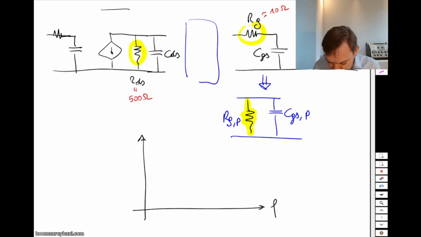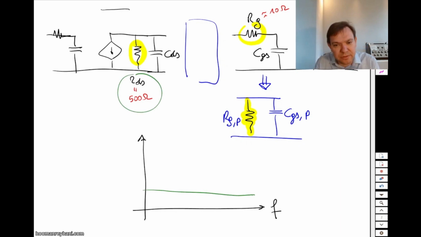So let's have a look, and we are going to have a much closer look on this during the course. But if you look at versus frequency, and you have RDS on one hand, that is, let's assume it's very slightly frequency dependent, and we have a value of around 500 ohms. And then we have that RG. RG is very small, only 10, maybe 20 ohm, depending heavily on the layout and on how you draw it. But if you convert it into an equivalent parallel network, you get something like this.